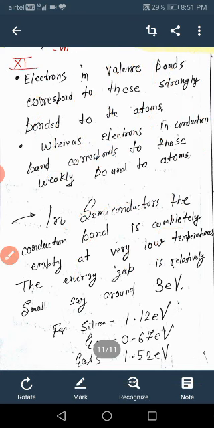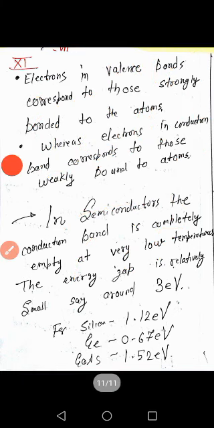And now what about silicon? For silicon the band gap is 1.12 electron volt. For germanium it is 0.67 electron volt. For gallium arsenide it is 1.52 electron volt, and this we will try to understand in the subsequent classes.